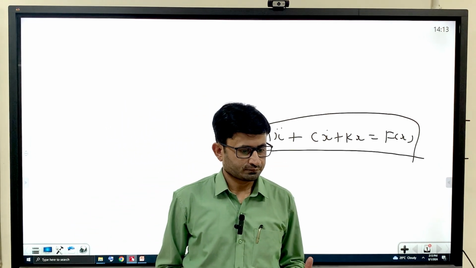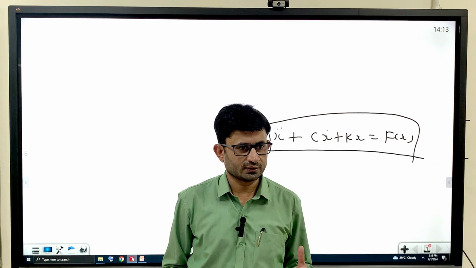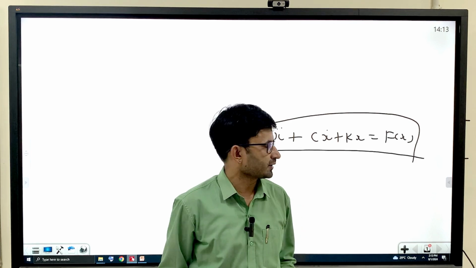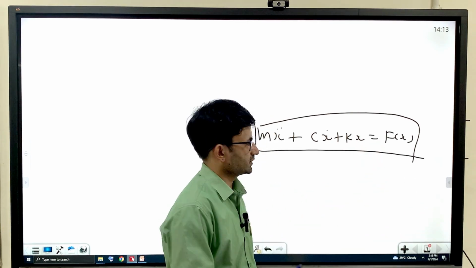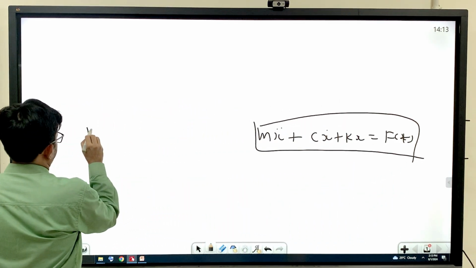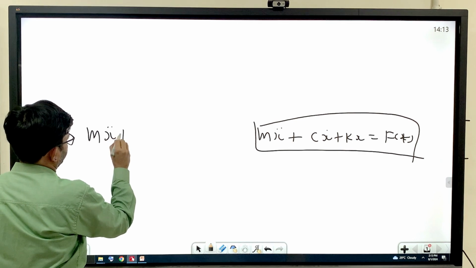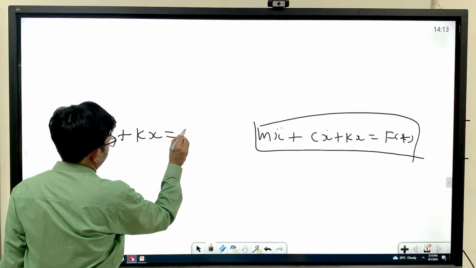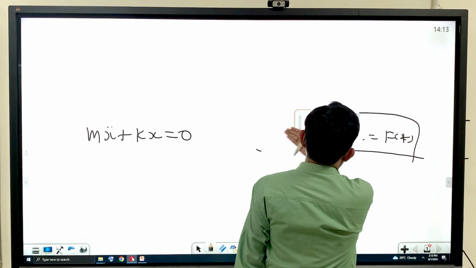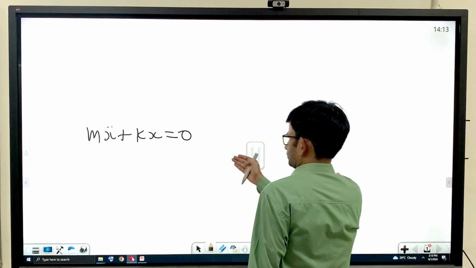So when I say we will add only spring and we will see only the natural response, that means we will set the control to 0, right? So I can write simply m x double dot plus k x equal to 0. Now we have to find the solution.